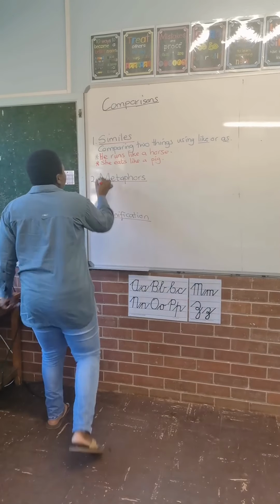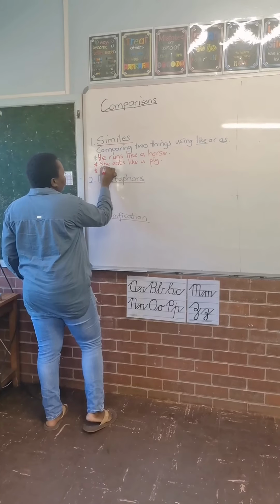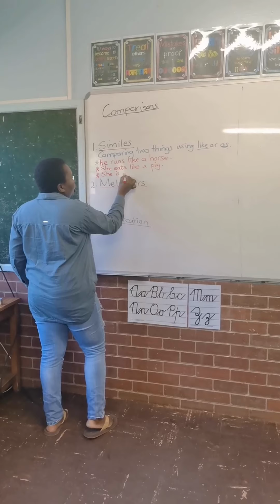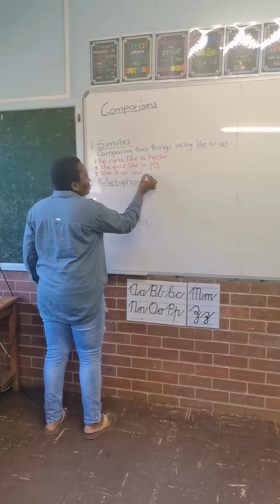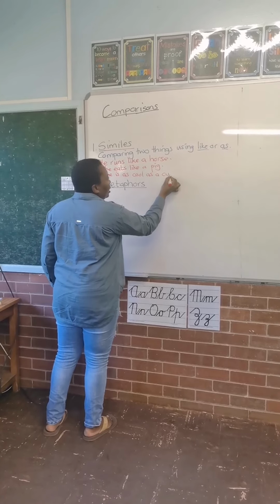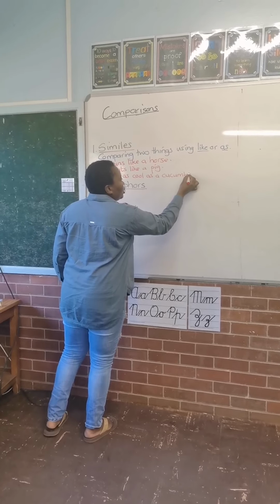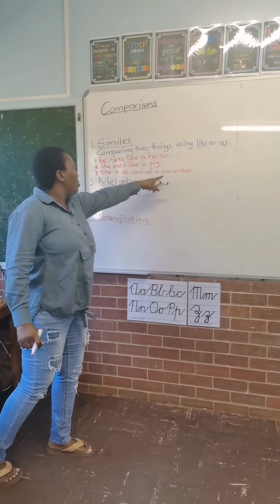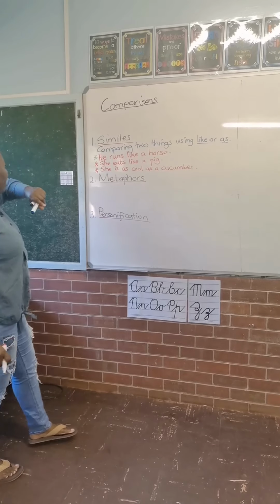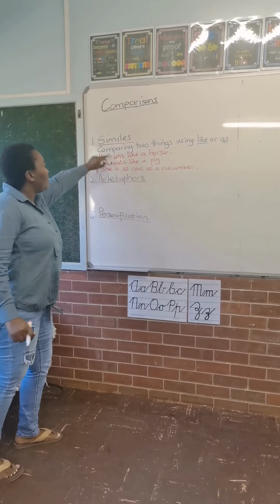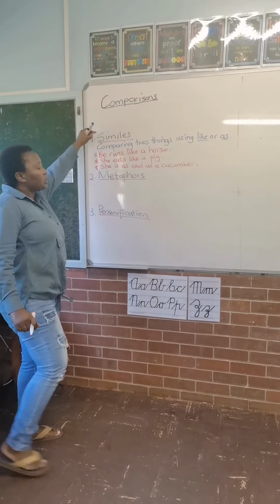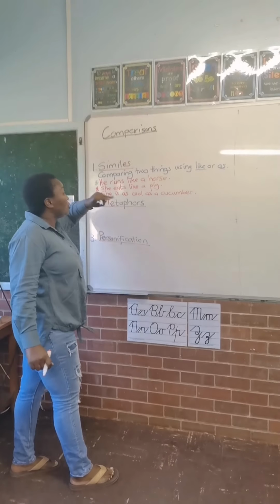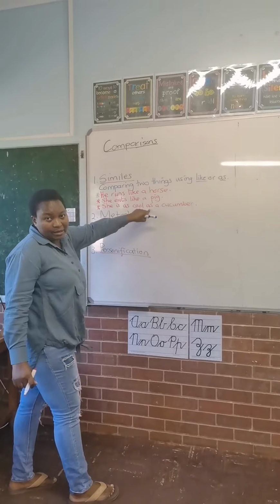Remember we said we use like and we also use as. Then maybe let's use as here. We can say she is as cool as a cucumber. We are comparing her cool nature to a cucumber. So here, under similes, we are comparing things using like or as.